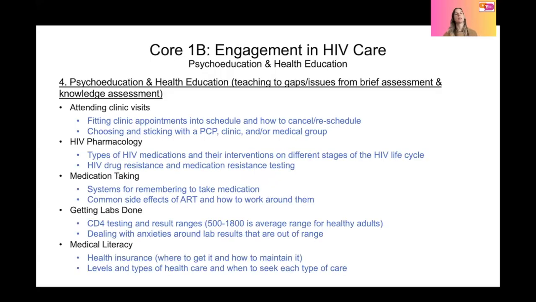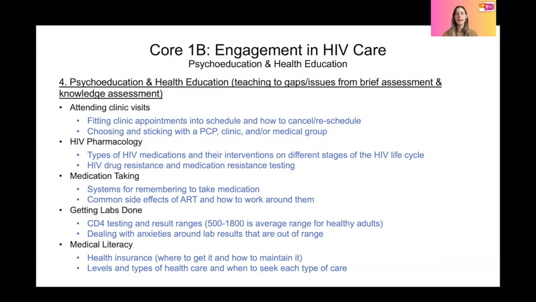And here are some examples of areas where you may provide psychoeducation and health education. For example, fitting clinic appointments into their schedule, how to choose and stick with a primary care provider or a clinic, things that may be important to them. Also, different types of medications and how they work at the different stages of the life cycle. Some people are really interested in that, how drug resistance develops, how the labs can test for that. Common side effects, how to deal with them, getting labs done, what CD4 levels mean and look like.